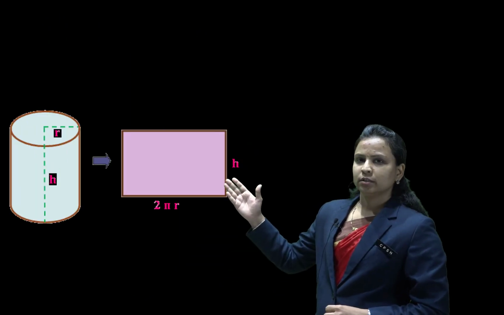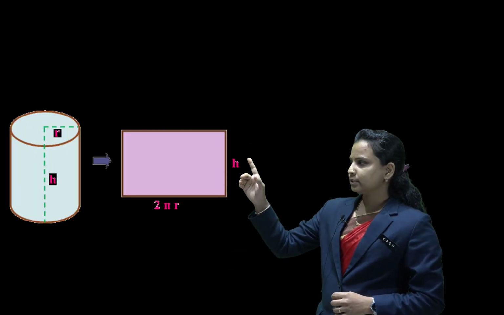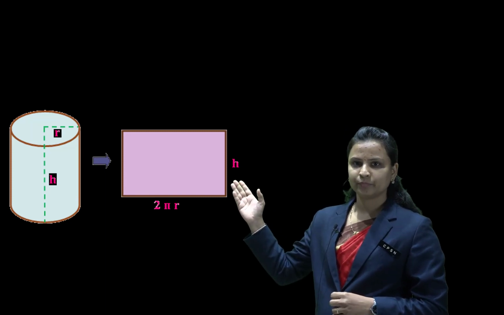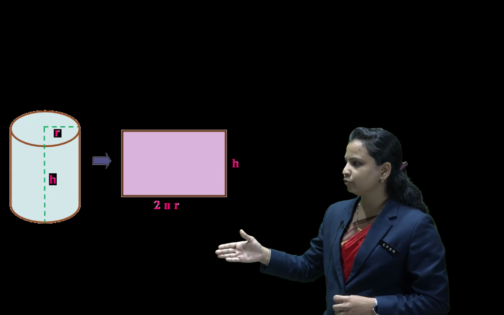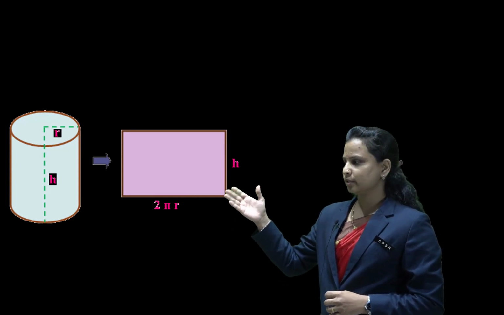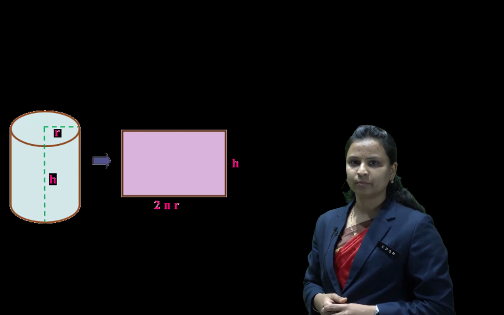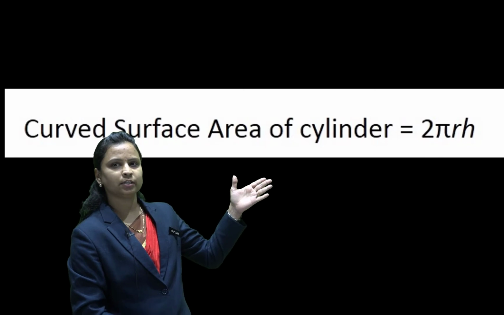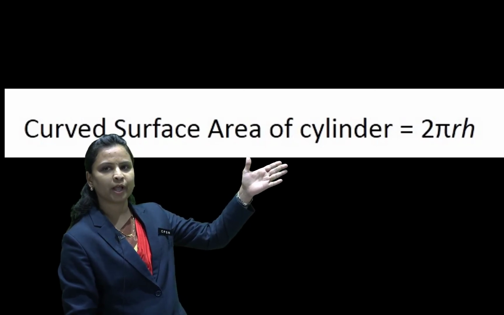See this, the perimeter of this circular shape is equal to 2 pi r, and the height of this cylinder is h, so it gets the curved surface area of a cylinder. So the curved surface area of a cylinder is equal to 2 pi r h.